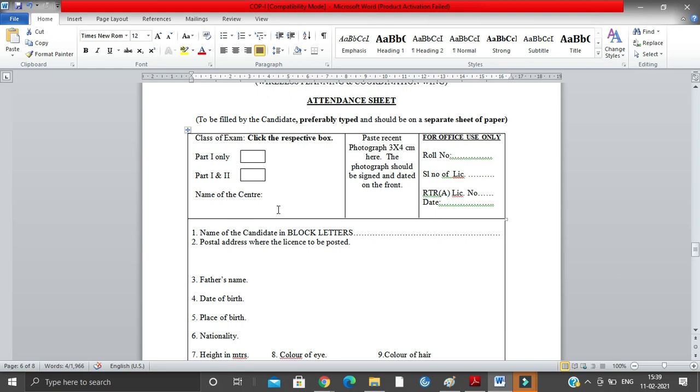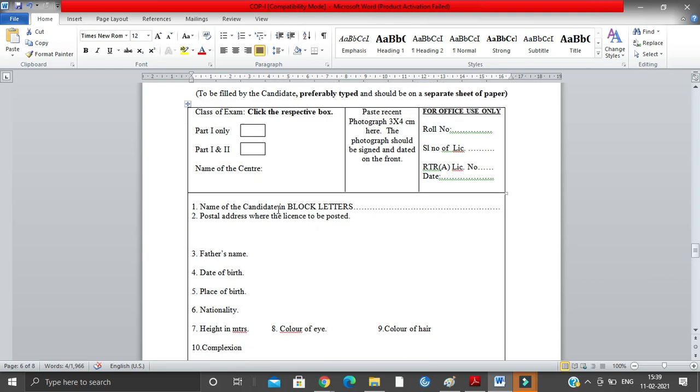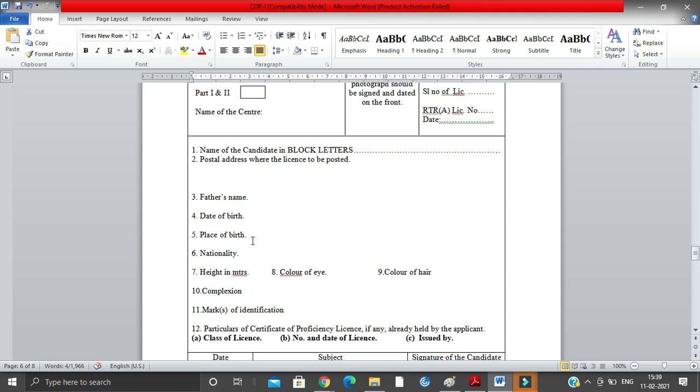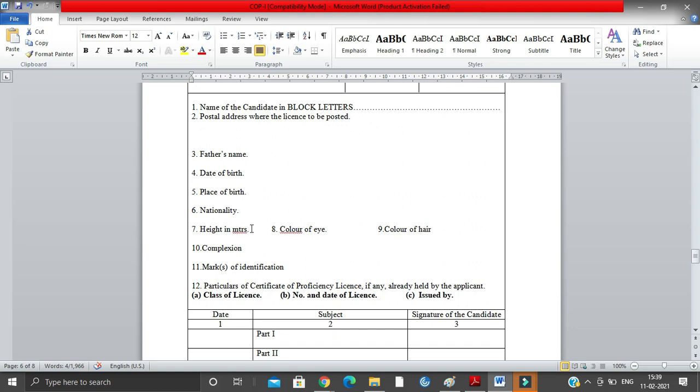Name of the center, New Delhi, you will put, or whatever the center is. So name of the candidate in block letters you'll put here, postal address you'll put here, and second point is name, father's name you'll put, date of birth you'll fill here, place of birth, nationality, height in meters, color of eye, color of hair, complexion, marks of identification. You can see that we have already filled this in the previous pages. So you have to match the same thing, means you cannot change the color of eye. So please be cautious.